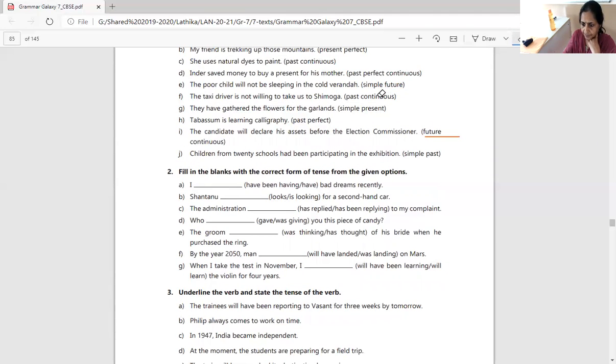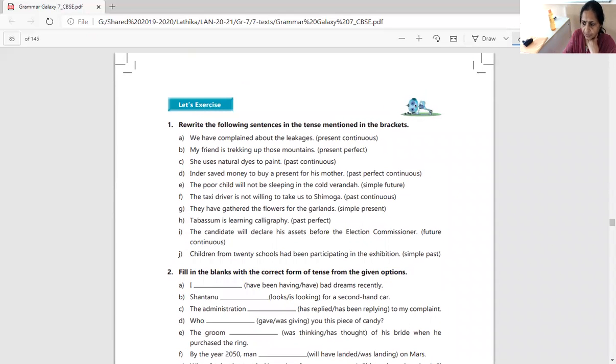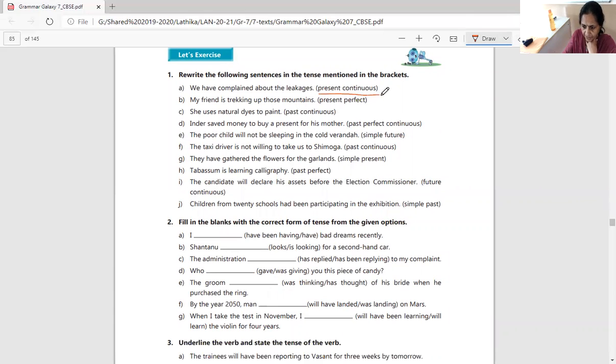So shall we start? The first one was to put it into present continuous. Identify which is the verb: have complained. So it is present perfect, but they want you to change it into present continuous. We have complained will become we are complaining about the leakages. That is the correct answer.